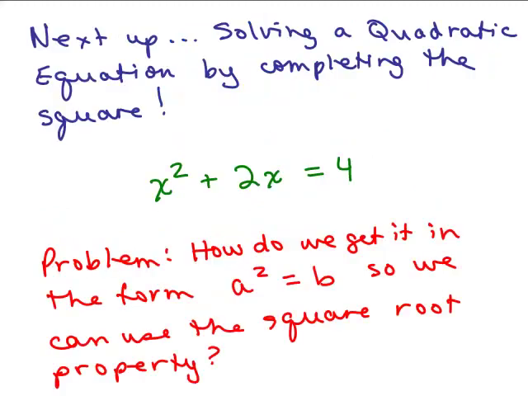Next step, you want to look at my videos on solving a quadratic equation by completing the square. And we're going to be dealing with problems like this, x² + 2x = 4, where if you subtract 4, you're unable to factor it. So we have a problem. How do we get it in the form just a² = b so we can use the square root property? The problem is I've got this 2x. I don't just have x² + 2, I have x² + 2x. So this is what we'll be doing on the next set of videos.